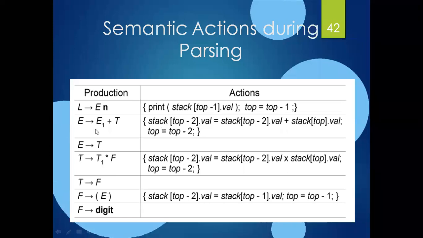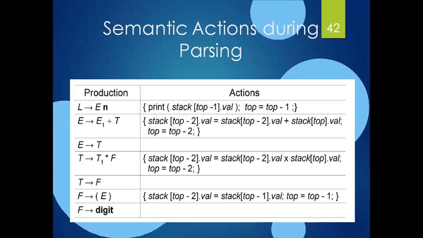See the second rule, E tends to E1 plus T. Push this right hand side of the production rule onto the stack. Now this becomes the top, right? After computing this, the value is obtained for the E. Then this value is obtained for the L, isn't it? So what does it mean? E1 plus T, these three are pushed onto this stack.